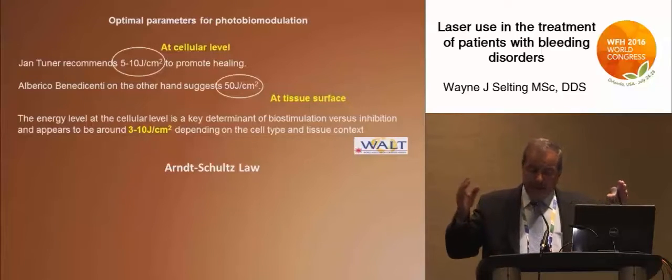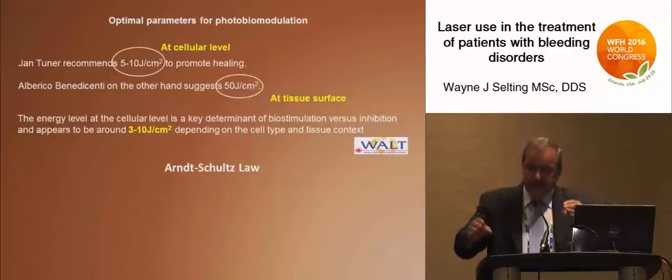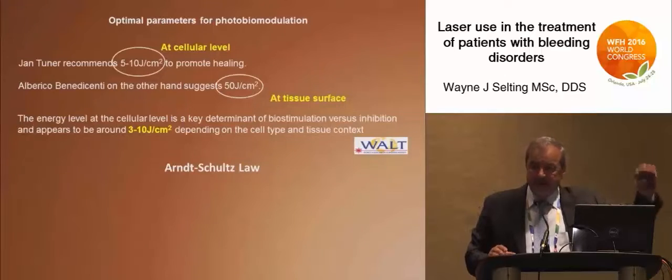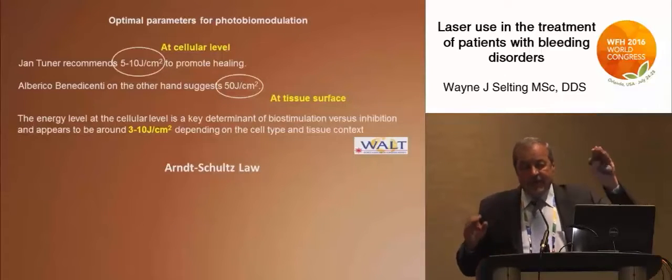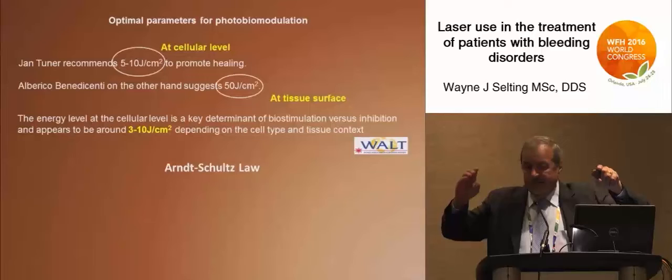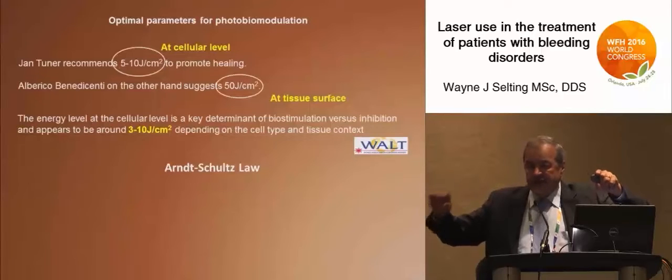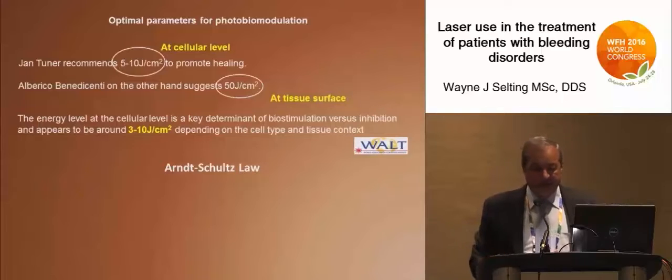In this 3 to 10 joules per centimeter squared, the energy goes in, it's used by the cell very efficiently. When you get above that level, you have put so much energy in, you have stimulated the cells so much that you begin to deplete all of the energy stores within the cell, and they become less and less efficient and actually become dormant.